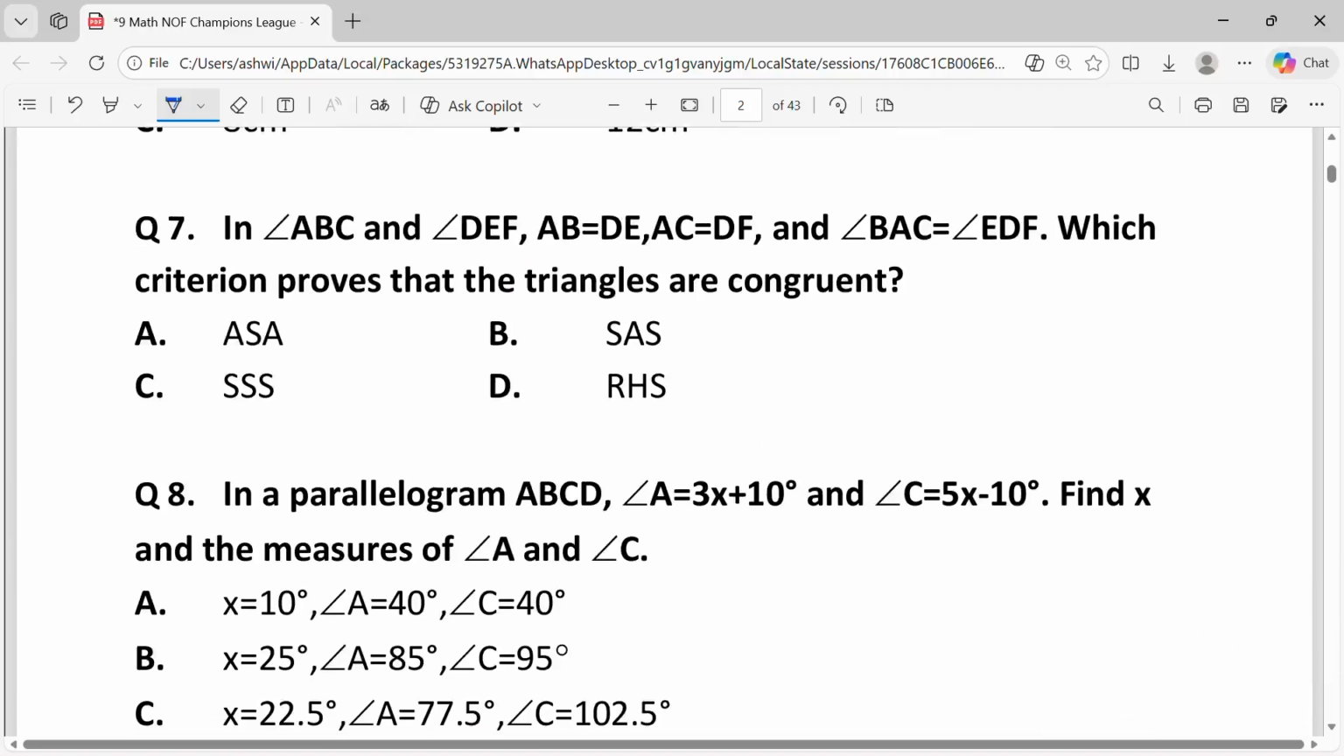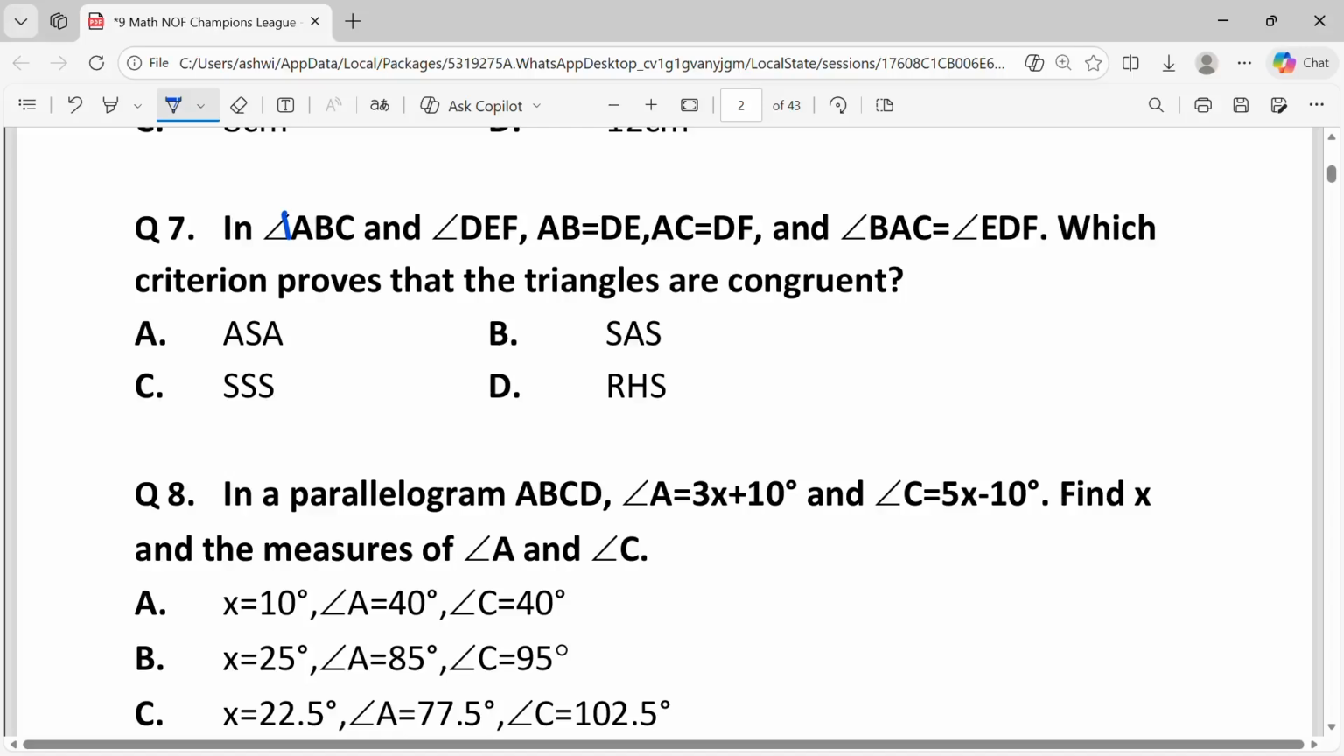In triangles ABC and DEF, AB is equal to DE and AC is equal to DF, and angle BAC is equal to angle DEF. Which criteria proves that the triangles are congruent?